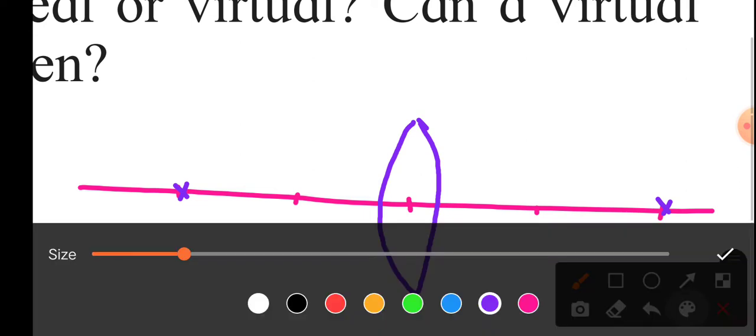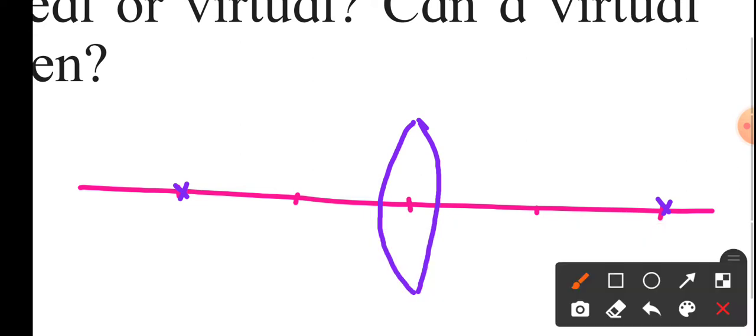And after this, label the points. This is your 2f1. This is your f1. This is your optical center. This is your f2. And this is your 2f2. Now, the dimensions, if you don't remember, you can rewind the video and check what dimensions I said.